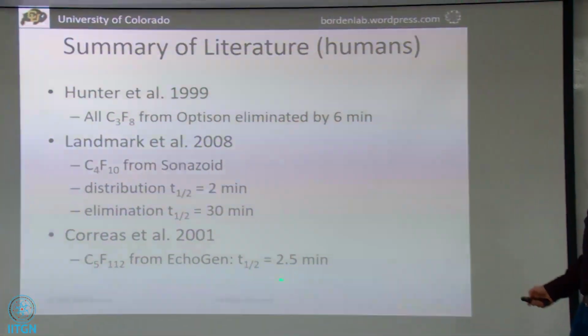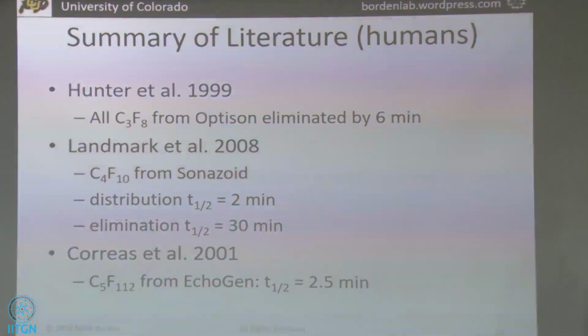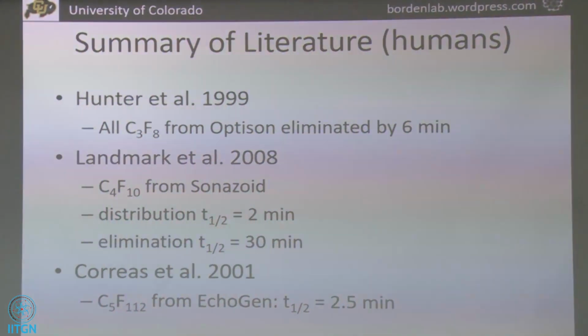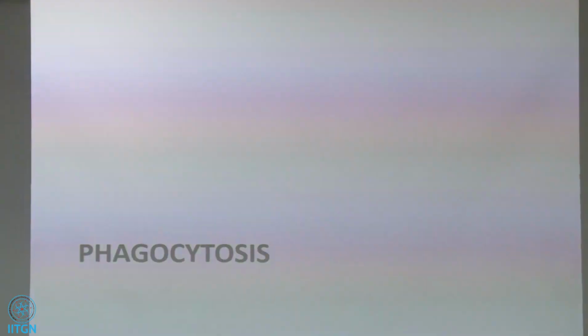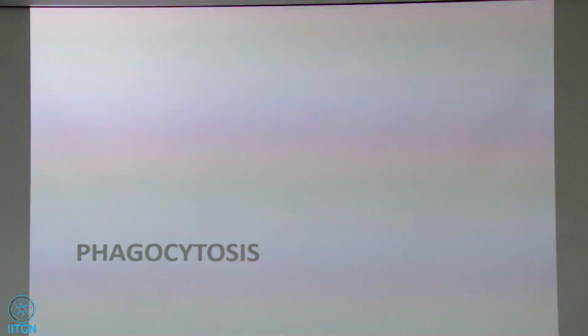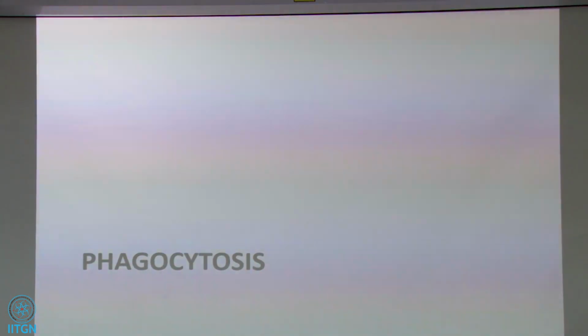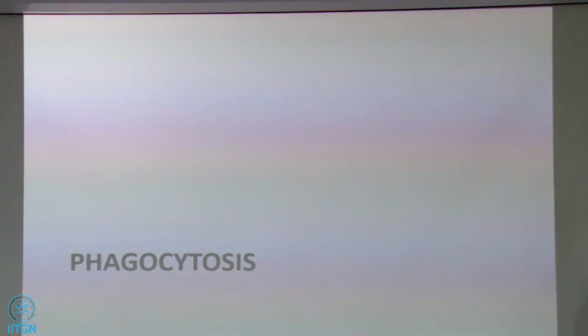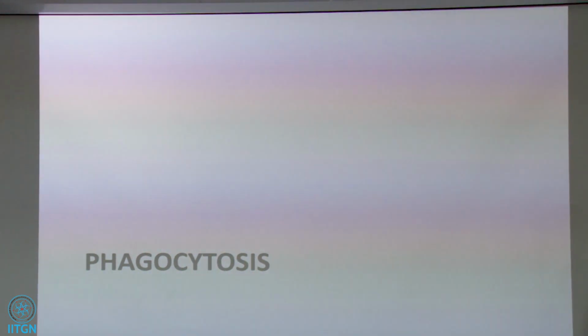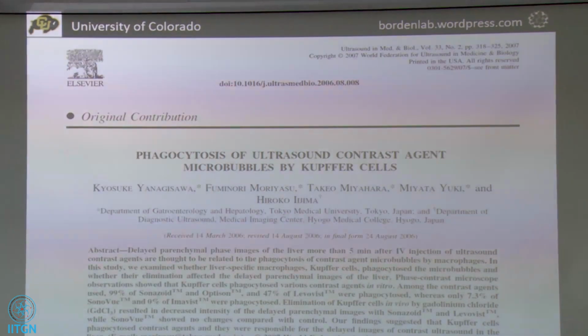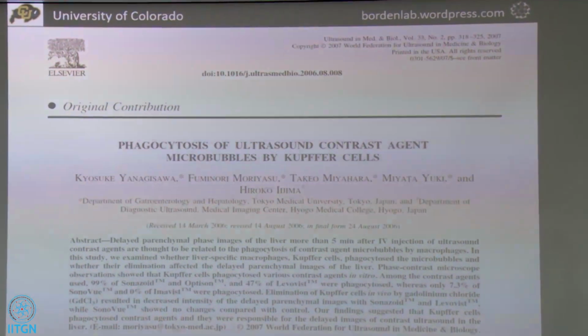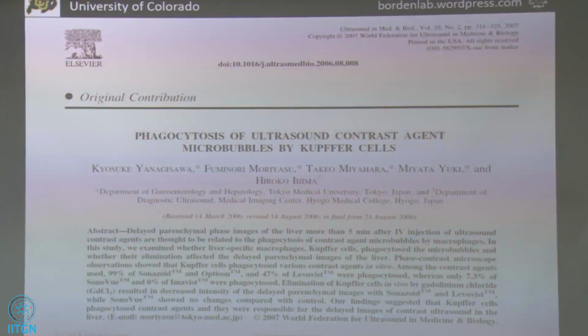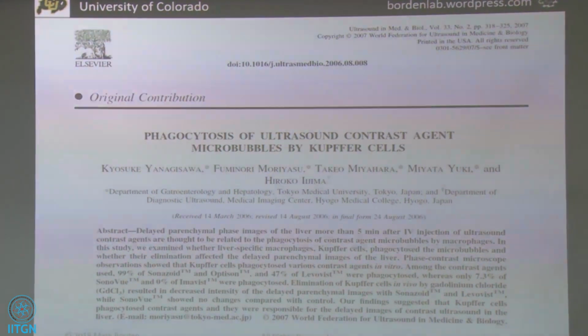I should say that the half-life of the microbubbles is much longer than this. It's on the order of 5 minutes to 10 minutes. So, one of the things that happens to bubbles is they get caught in the spleen. We saw that they got caught from the dynamic PET studies. And they also get caught in the liver. But different bubbles get picked up by the liver at different rates.